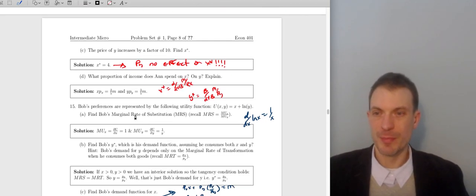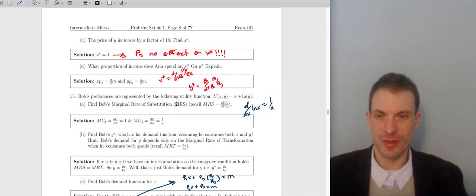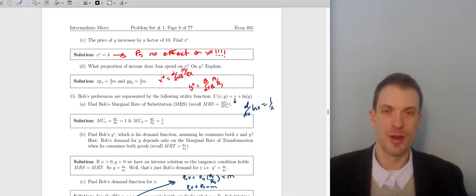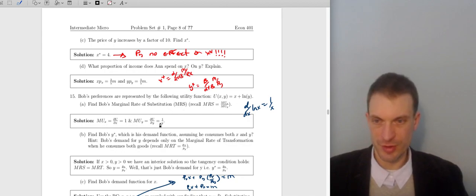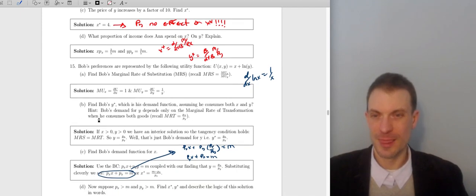All right, so Bob's preferences are represented by these quasi-linear preferences. Find the marginal rate of substitution. We'll take the partial with respect to X, that's just 1, that's MUX. Partial with respect to Y, that's 1 over Y. Why? Because the first derivative of the natural log function is just 1 over the argument. So derivative of ln x is just 1 over x. Marginal utility of x is just 1. Marginal utility of y is 1 over y. 1 divided by 1 over y is y, which is equal to our price ratio.